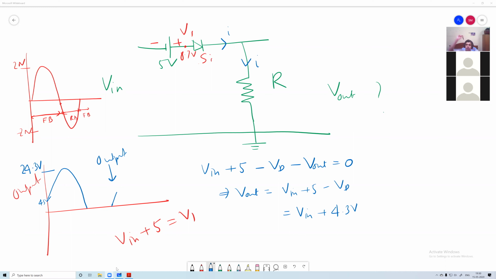Okay, this is the output. Instead of 25 volts, it will be 24.3 volts. And the duty cycle would be a little bit smaller.